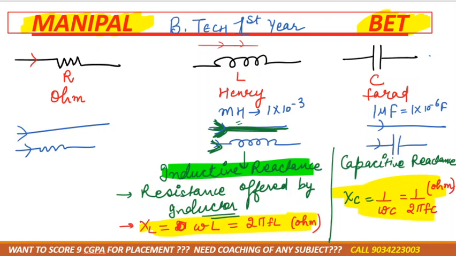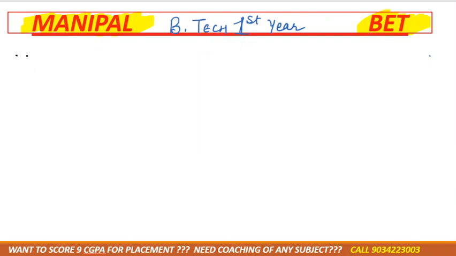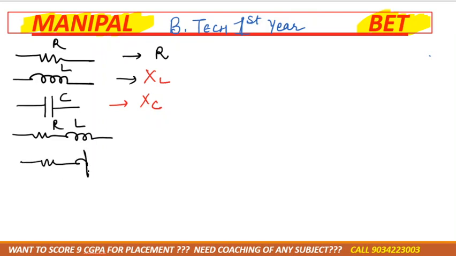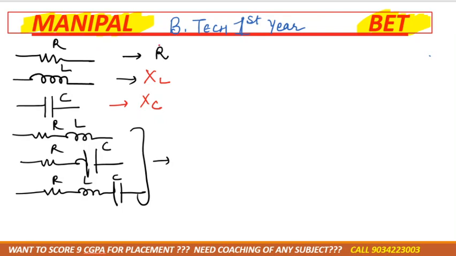Okay, note it down. Now suppose we have only a resistor, then its resistance is R only. If we have an inductor, then its resistance is XL. If we have a capacitance, then its resistance is XC. If we have the combination of R and L, or the combination of R and C, or the combination of RLC, then in that case their combined resistance is known as impedance, and impedance is always denoted by Z, as you have studied in 12th class also.